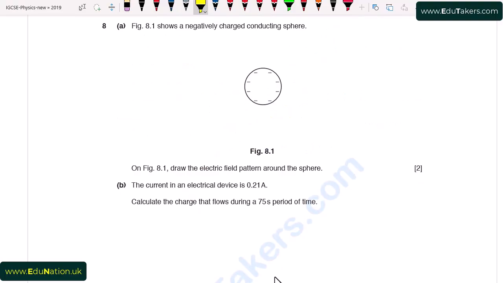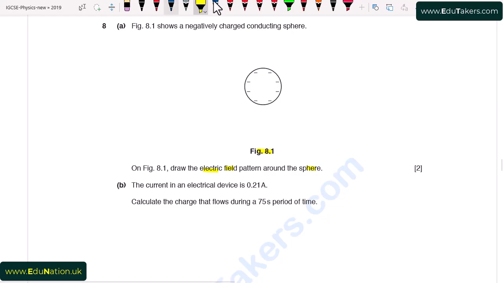Question number 8, part A. Figure 8.1 shows a negatively charged conducting sphere. On figure 8.1, draw the electric field pattern around the sphere. In figure 8.1, we can see that here is a charged conducting sphere and it is negatively charged. And here we have to draw the pattern of electric field lines.